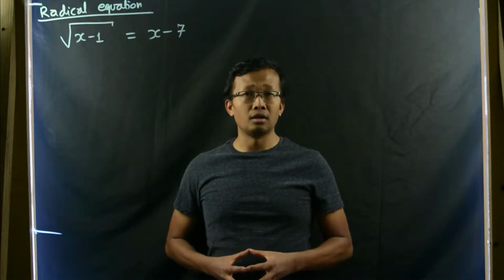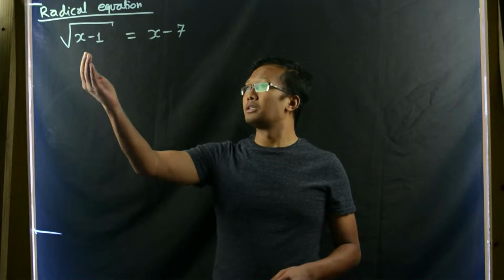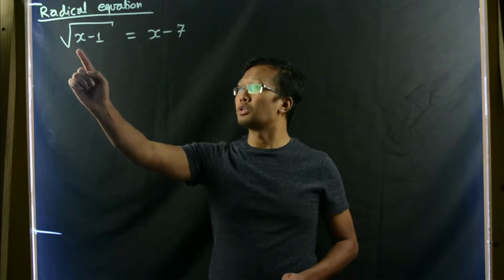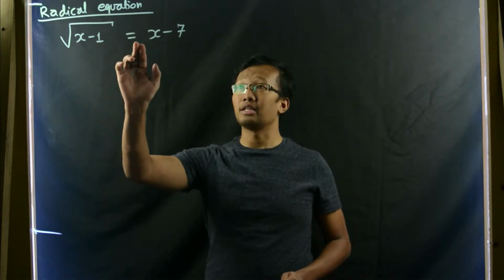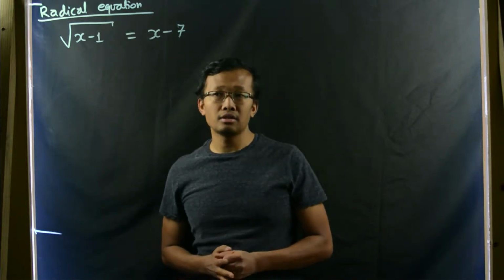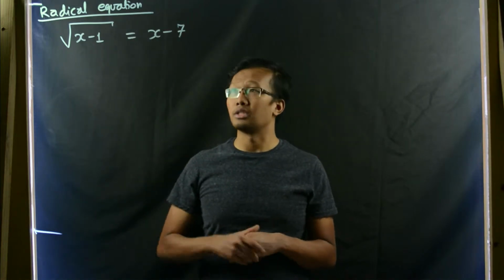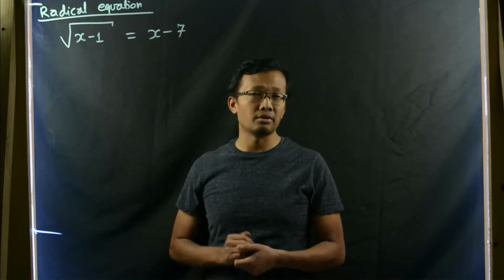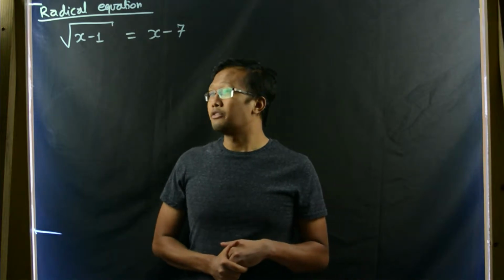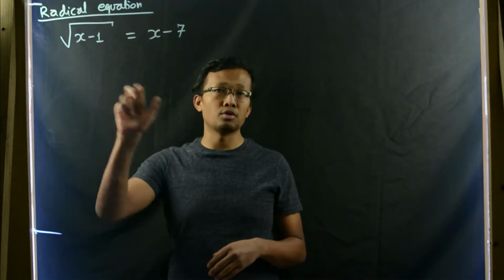Let's solve a radical equation. Here we have the square root of x minus 1 on the left hand side equals x minus 7. To solve a radical equation, we need to get rid of the radical symbols, the square root, or if you have a cube root, then we need to get rid of those. To get rid of these radical signs, we square both sides.